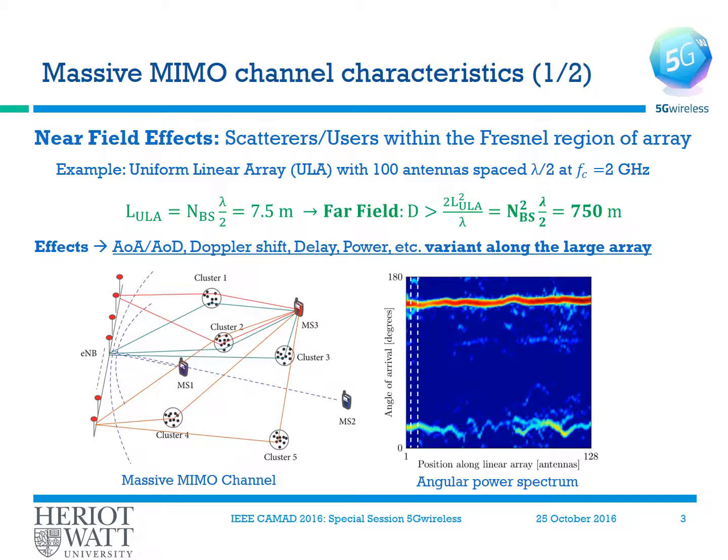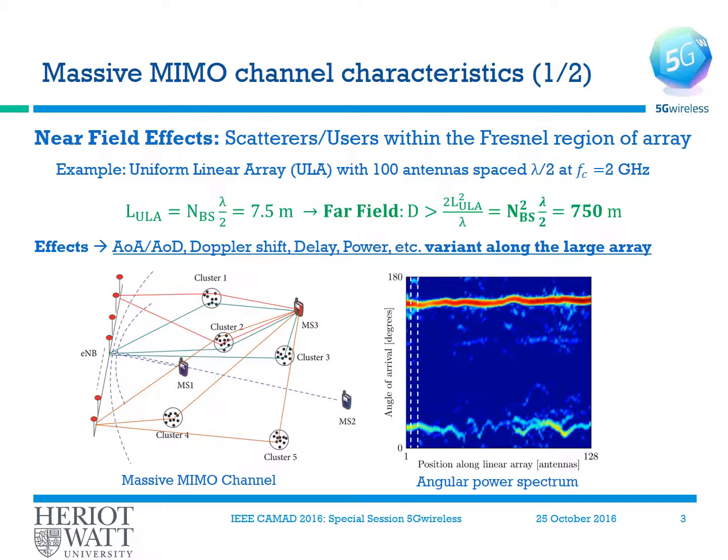I have included an example with a uniform linear array composed of 100 antennas, spaced half wavelength at 2 GHz. The array will be about 7 meters long, and its far-field region will start at 750 meters away from the array. As you can imagine, in a city there will be many things closer like buildings, cars, mobile stations, etc.